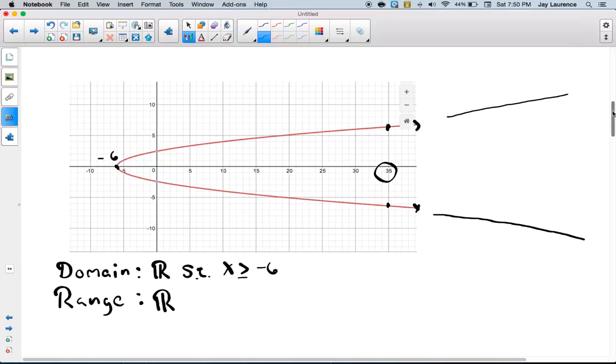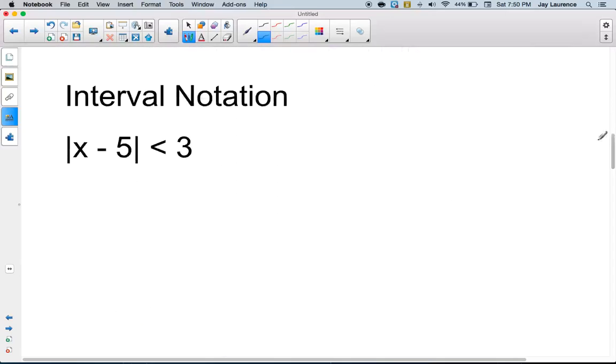Okay? Now I'm going to talk about domain and range while I do interval notation. First, go ahead and solve this absolute value inequality, okay? All right, I'm getting ready to solve it. I hope you have already. If you haven't, please pause the video and do it.